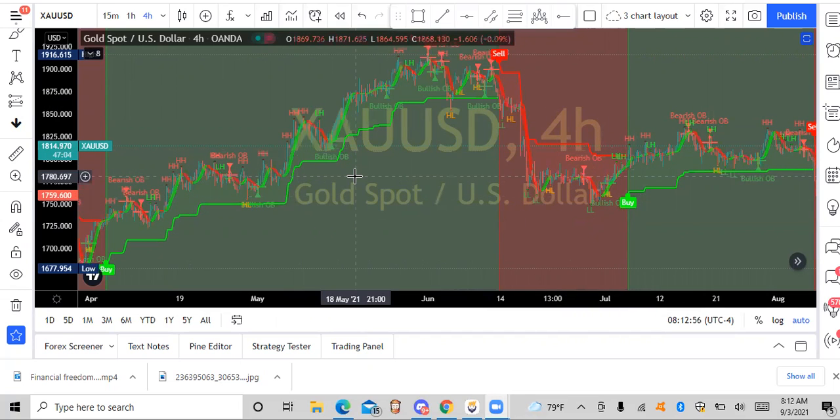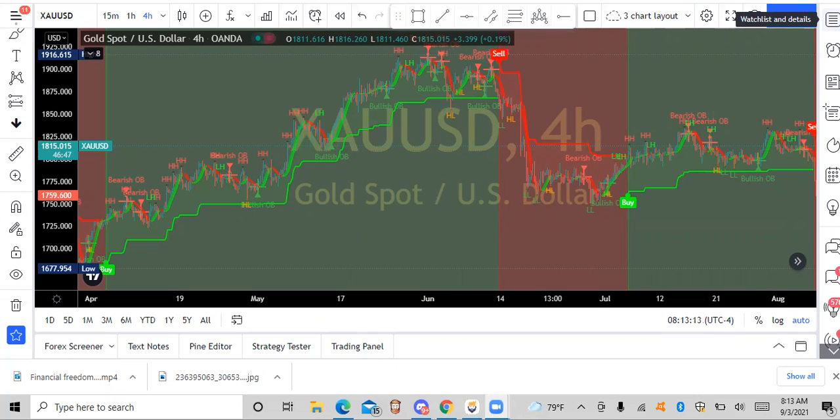Now, this tool can be used on all markets. Right now, we're looking at gold on a 4-hour chart, but it can be used not only for metals. It can be used for indices, it can be used for cryptocurrencies, it can be used for all foreign exchange pairs. It can even be used for stocks and commodities.